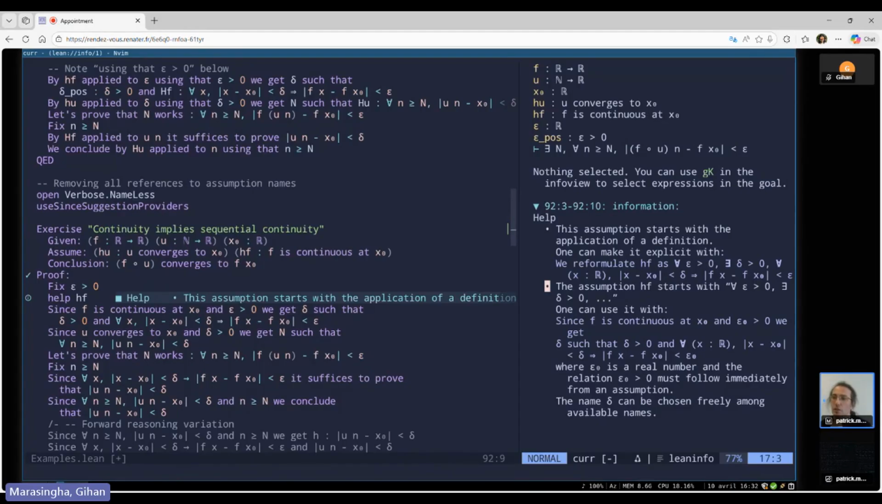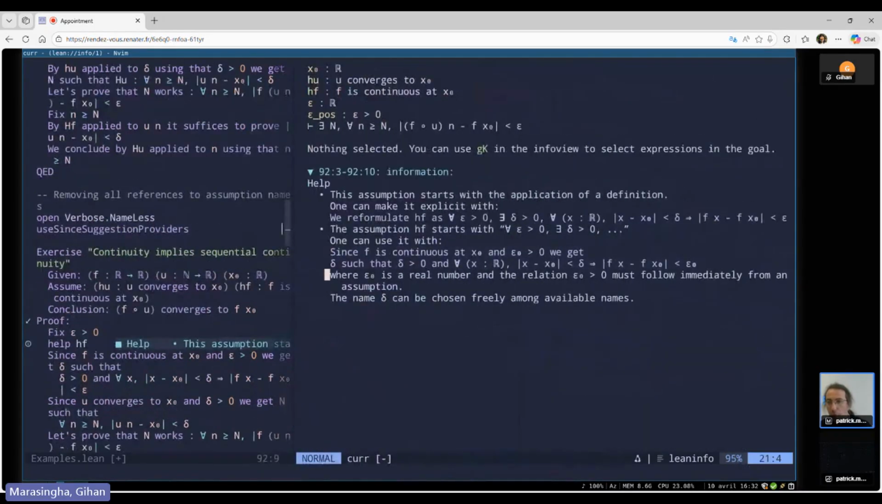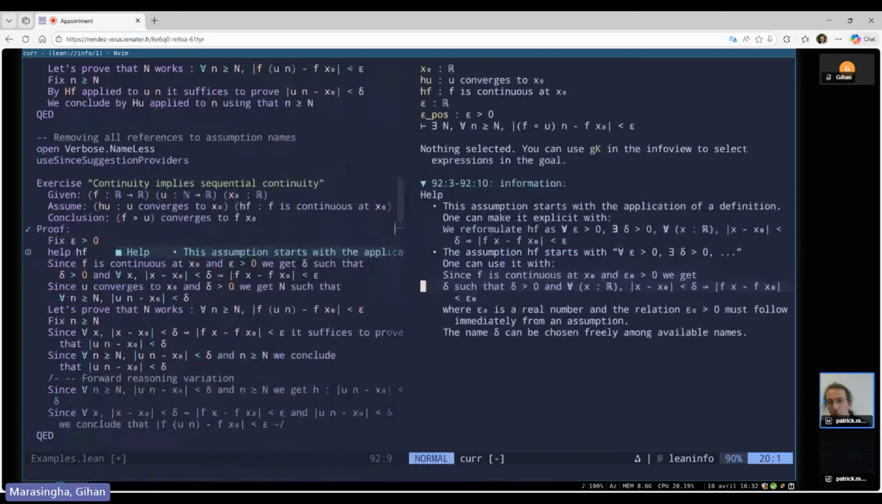So again, you can unfold, or, yeah, it gives you the syntax for since f is continuous at x0, and very importantly, it does not tell you what you should specialize the assumption to. I mean, the students still need to find a relevant positive real number. So the help tactic tells the student that they need to choose epsilon 0, a real number, and the positivity of epsilon 0 must follow immediately from an assumption. And then the name delta can be chosen among available names. And the system will complain if the name is not available.